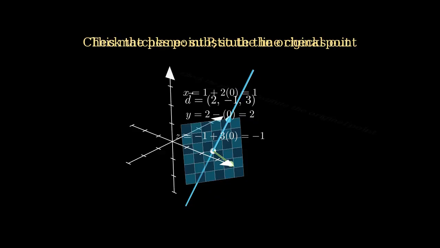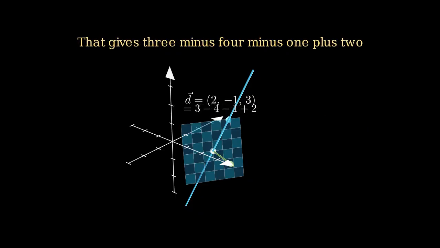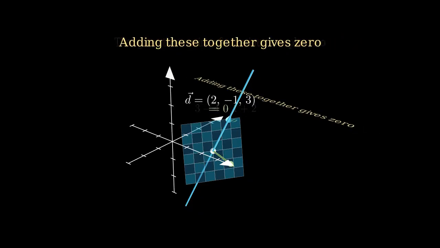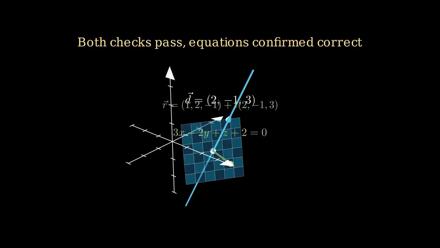Now let's check the plane equation by substituting the original point back in. 3 times 1 minus 2 times 2 plus -1 plus 2. That gives 3 minus 4 minus 1 plus 2. Adding these together gives 0, exactly as the plane equation requires. Since both the line and the plane pass their checks, we can be confident that our equations correctly describe the line and the plane through the given point, using the direction vector and the normal vector.